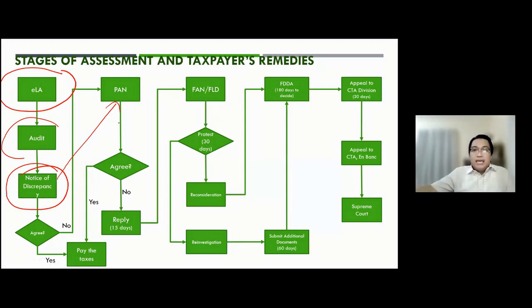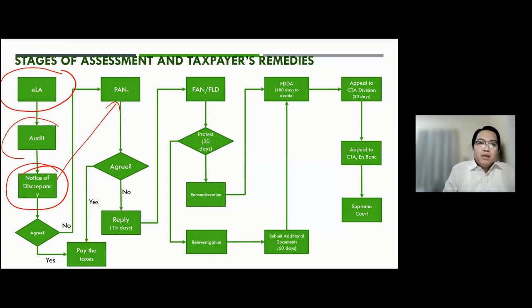The preliminary assessment must be in writing. It must contain the law, the rules, and regulations on which the assessment is based. Okay? The issuance of the PAN is required. But there are instances where issuance of the PAN is not required. There are 5 instances enumerated in Section 228. Mga mathematical error, etc. So you pay visit sa Section 228 kung saan hindi na required ang issuance ng PAN.